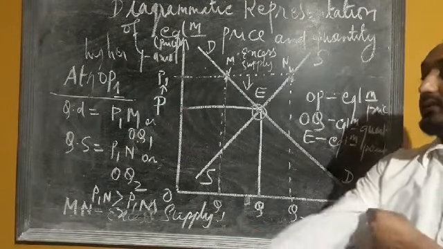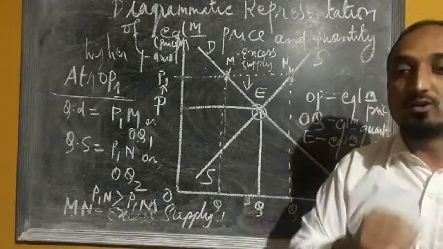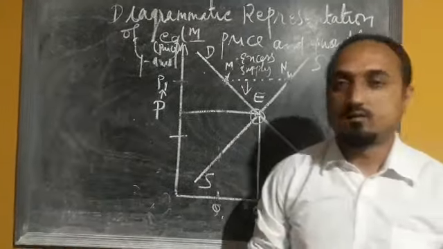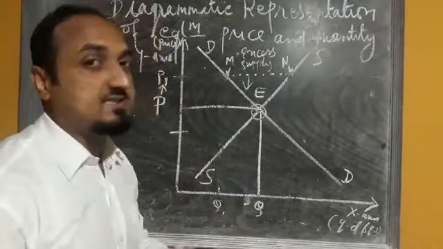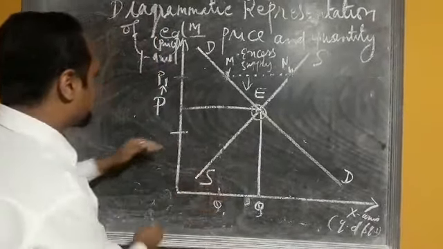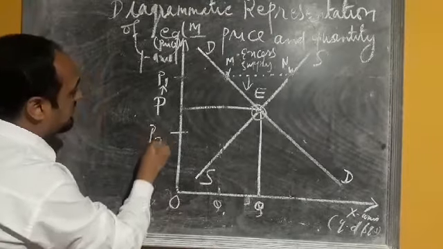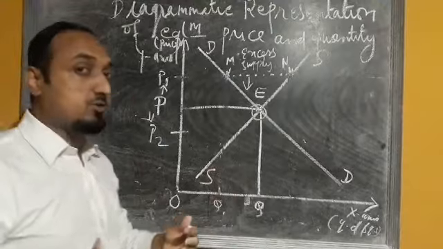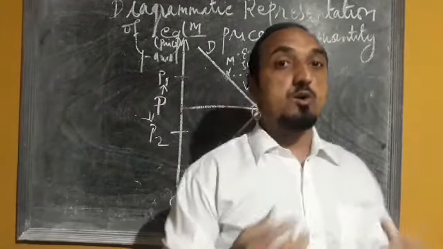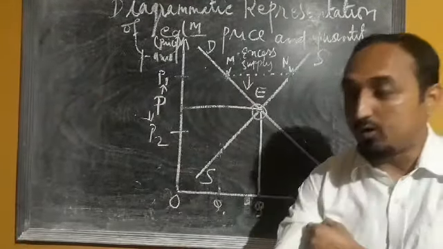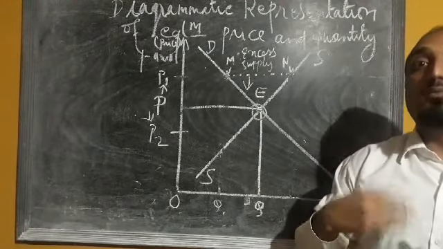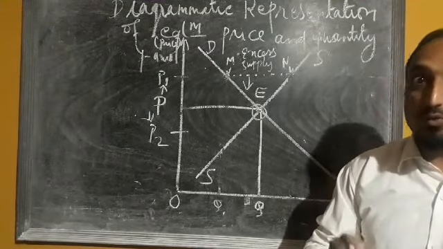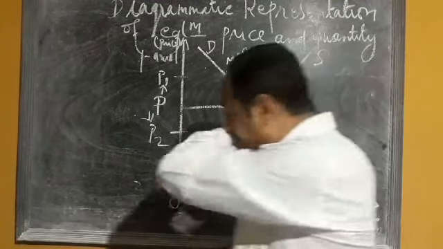Now we'll consider the next situation where price is less than the equilibrium price. Suppose the price is OP2, that means the price is lower than the equilibrium price. Here also we'll see what will be the effect on equilibrium price and equilibrium quantity, whether there will be a situation of excess demand or excess supply, and if so, what will be the impact on price. So we'll determine that here.